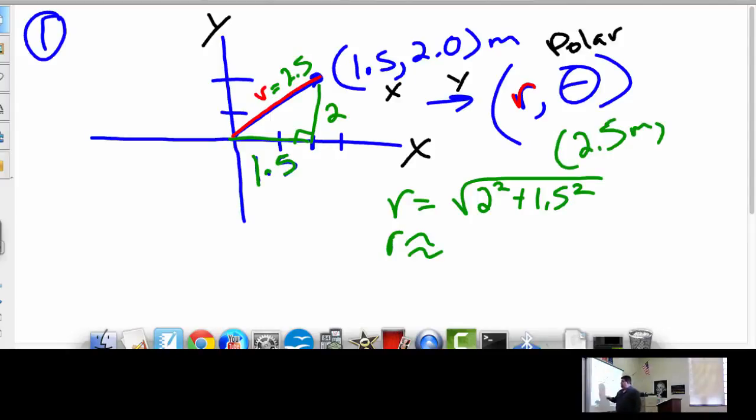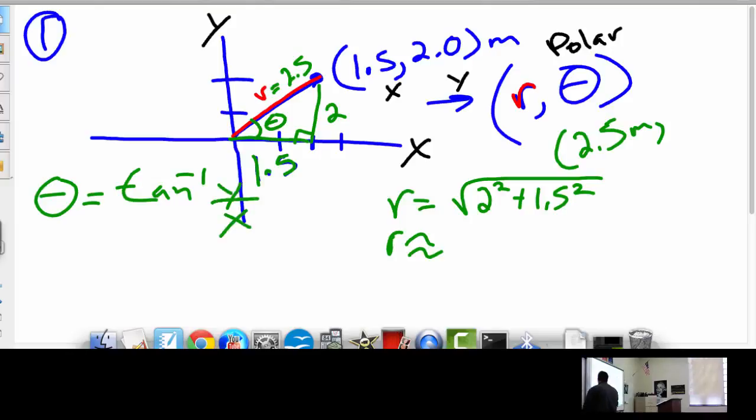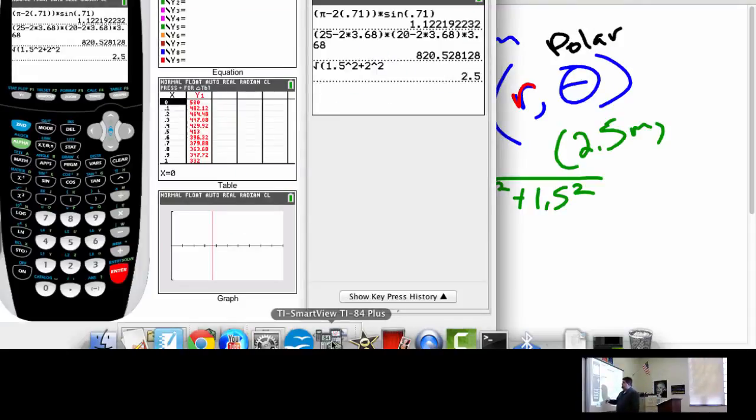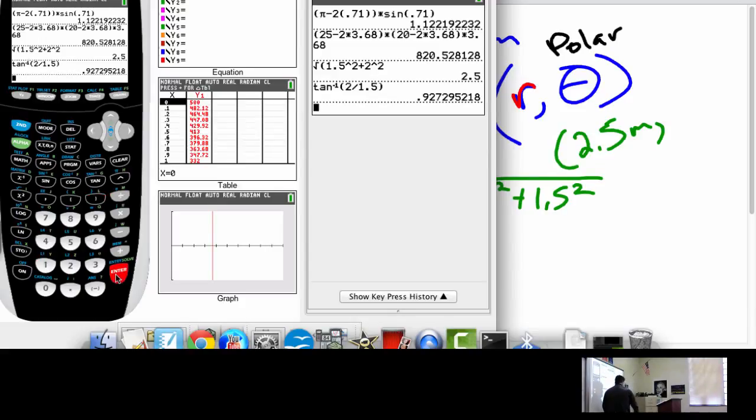So the angle theta is this little tidbit here. And that angle theta is tangent inverse of y over x. Okay? That's the tangent inverse of y over x. So what I'm going to do is I'm going to say second tan, which gives me this, and then y, what was my y value again? Was it 2? 2 divided by 1.5. Close that off. And I get 0.92.